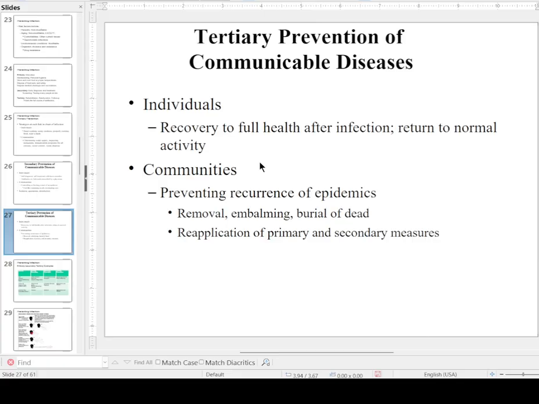Somebody has a broken leg. Well, I think it's in this. I think it's in the next slide.